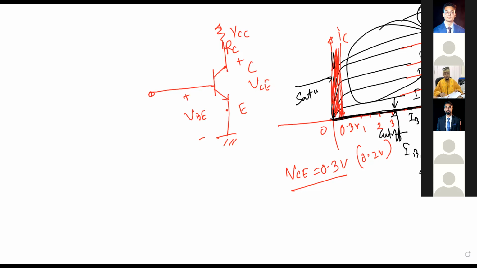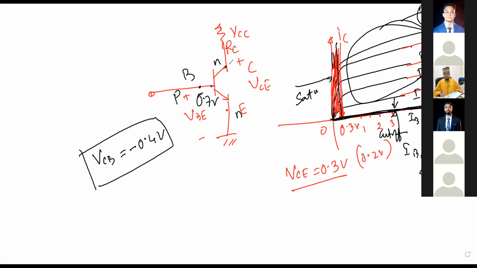For power electronics, we will never use the active mode. Either it will be in cutoff, when your IC is 0, or VCE will be very small, which will be taken as 0.3 volt. VBE will always be 0.7 volt, because this is your base and this is your collector. The base-emitter junction will be forward biased, and if the collector-base junction is reverse biased, it is active mode. If it is also forward biased, we call it saturation. The lowest value of VCB could be minus 0.4 volt because this is an NPN transistor. If it is negative, it means you are making it forward bias. You understand it or not? These are the basic things from undergraduate. If VCB is negative, that means you are making it saturation.